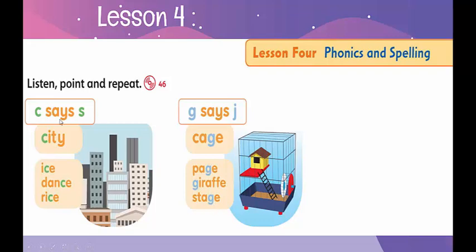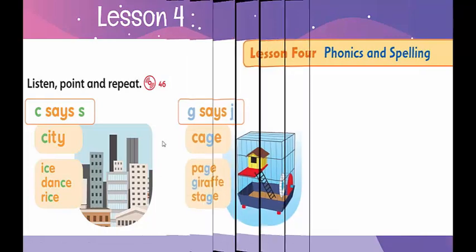Okay, let's repeat these words again. City, ice, dance, rice, cage, page, giraffe, stage.